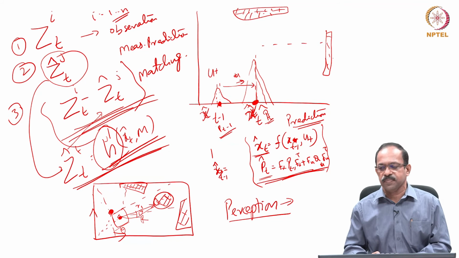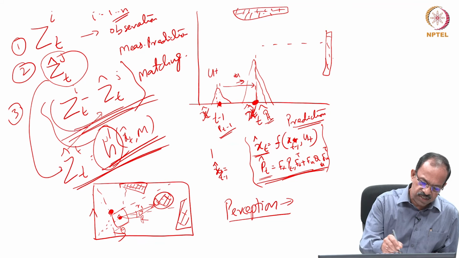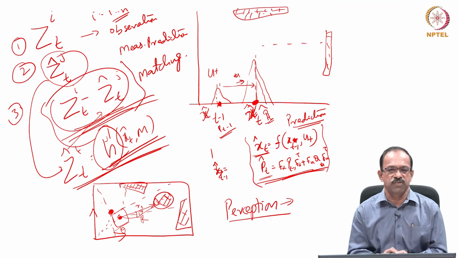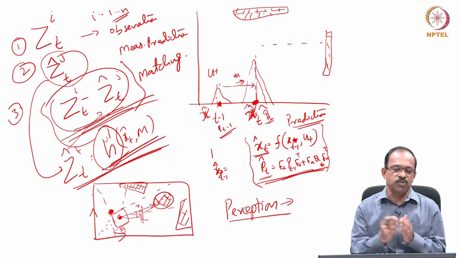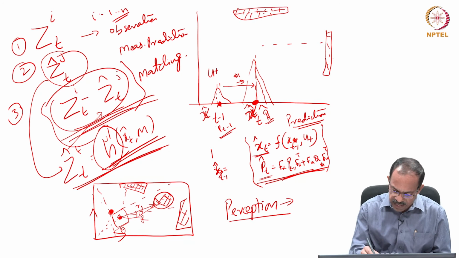Okay, so once that matching is done, then we'll find out how much is the difference between these two. I mean, between i and j, there can be different numbers. So we'll try to map each feature with what is supposed to be seen, and then find out which one is matching, and then find out how much is the difference. And this difference is known as v_t^ij. So we call this v_t^ij.